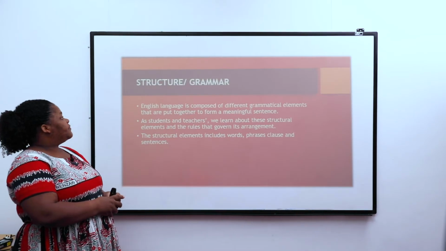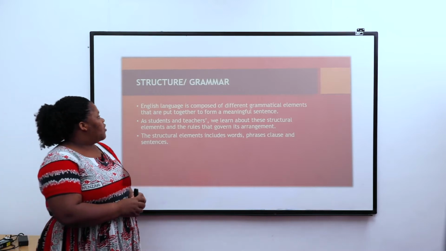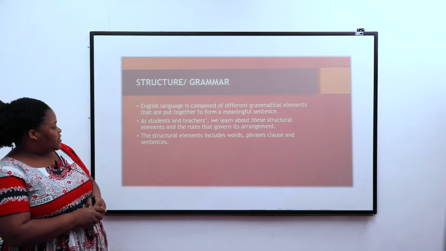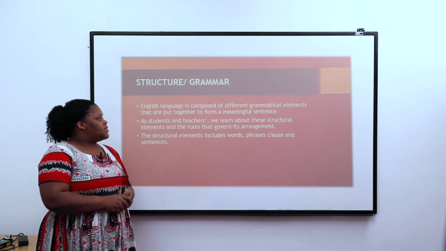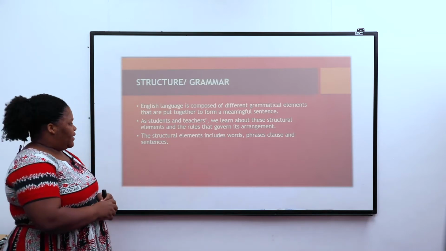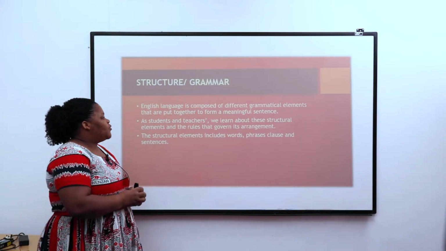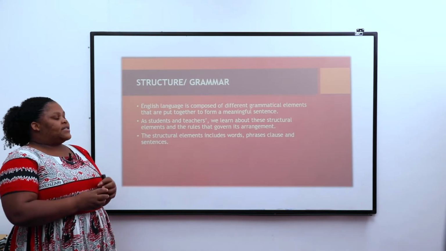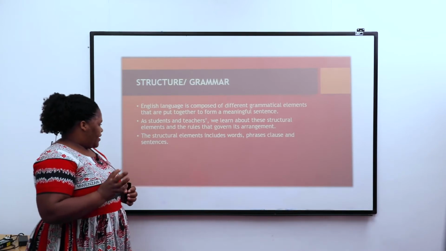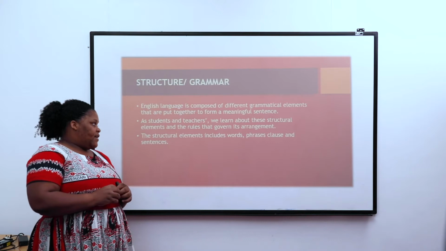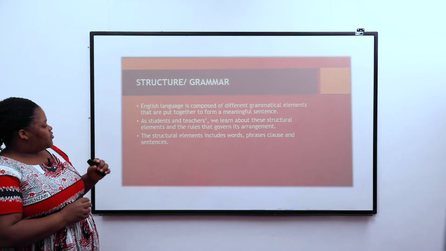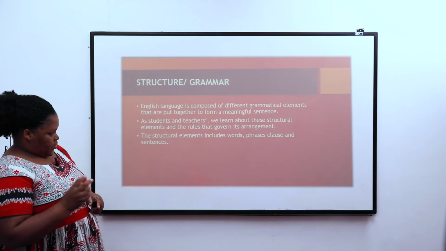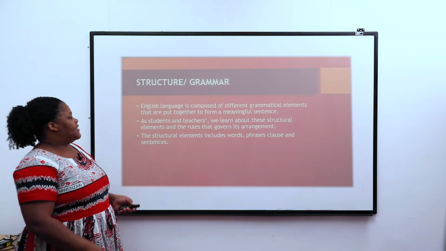Now to start, let us get to know the meaning of grammar, or what is meant by grammar or structure in the English language. We say the English language is composed of different grammatical elements that are put together to form a meaningful sentence. As students and teachers, we learn about these structural elements and the rules that govern their arrangement. The structural elements include words, phrases, clauses, and sentences.